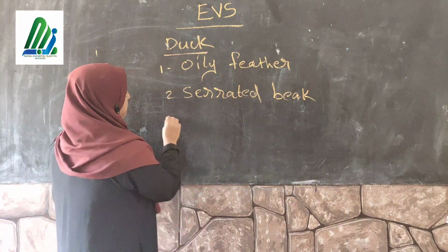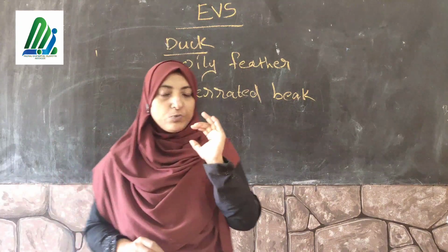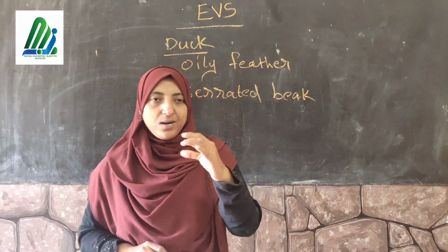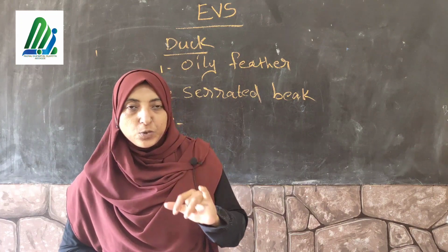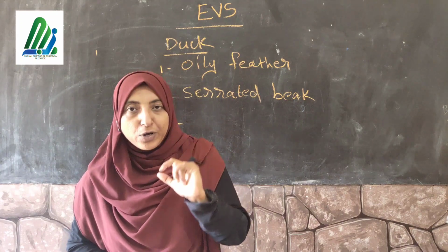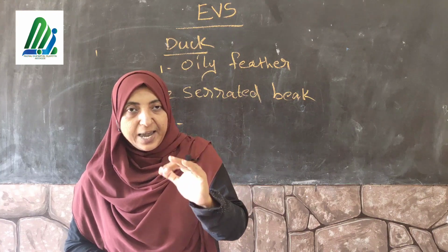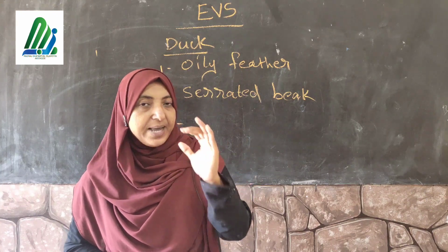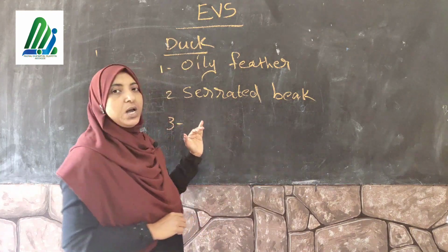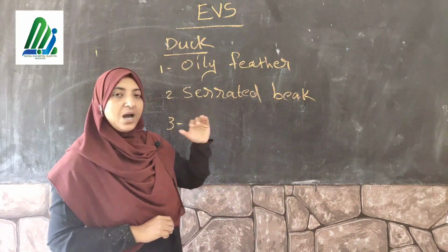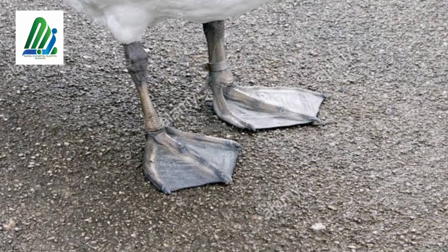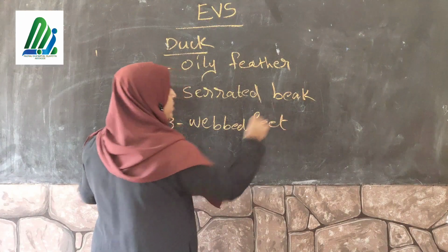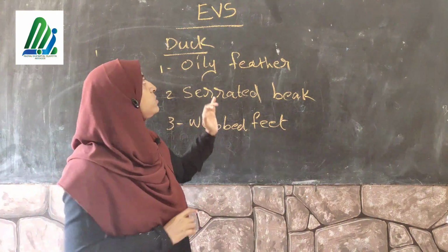Then third one, in the last class we studied the legs of some particular animals. That means the legs of tortoise you studied, the legs of frog you studied. Oar-like shape, or we can say webbed shape. That word here also you can use. What is the shape of its leg or its feet? So we can say webbed feet. Clear? Webbed feet. So these are the three important adaptations of a duck.